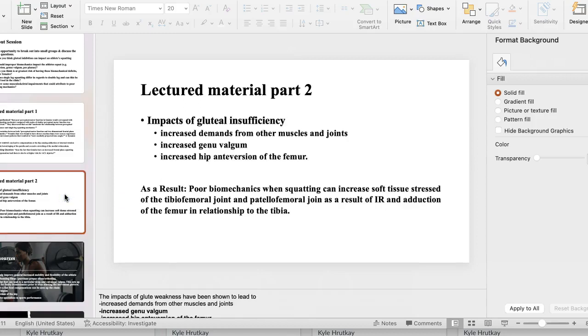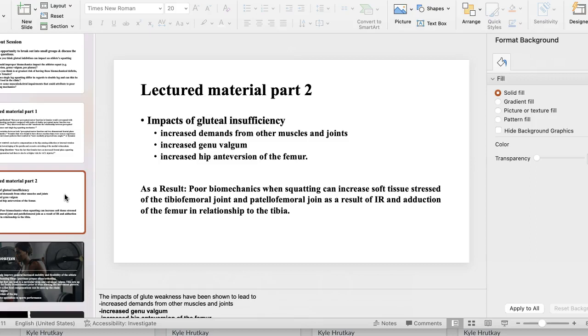Okay, lecture material part 2. So, the impacts of gluteal insufficiency. With gluteal insufficiency or glute weakness, we see increased demands from other muscles and joints, right? We also see an increase in genu valgum because the body is trying to create essentially a false sense of stability. And we also see increased hip anteversion of the femur. Again, just trying to achieve a false sense of stability here.